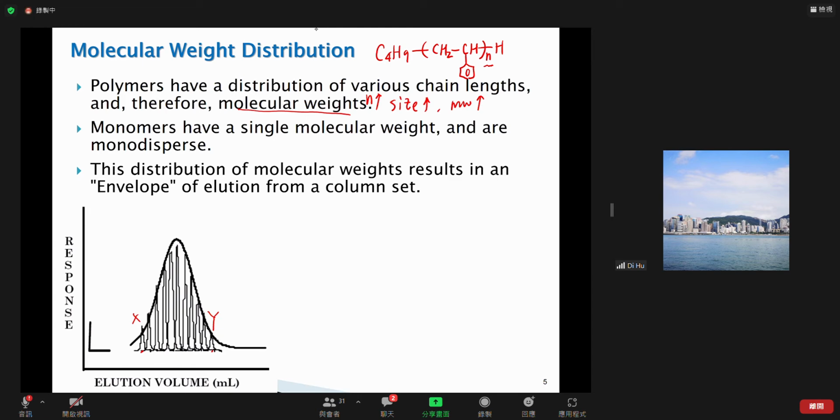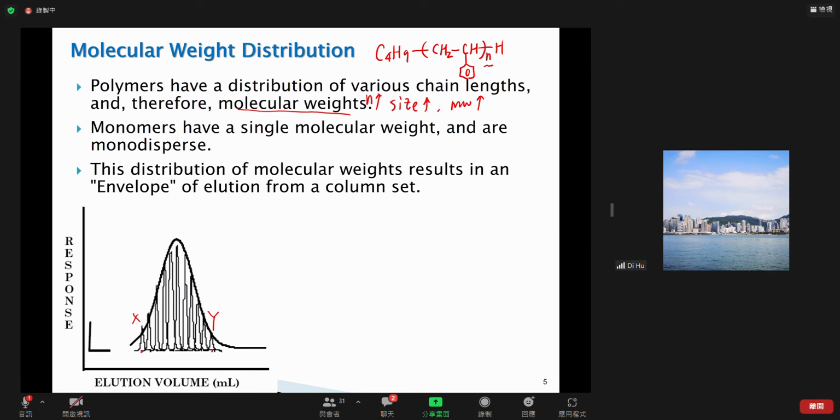Think about it. Which one comes out first? Which one comes out later? Does the big one come out first, or the small one? Think about it. X first, right? Okay, so X first, and then which one is larger? Does the larger one come out first, or the smaller one?